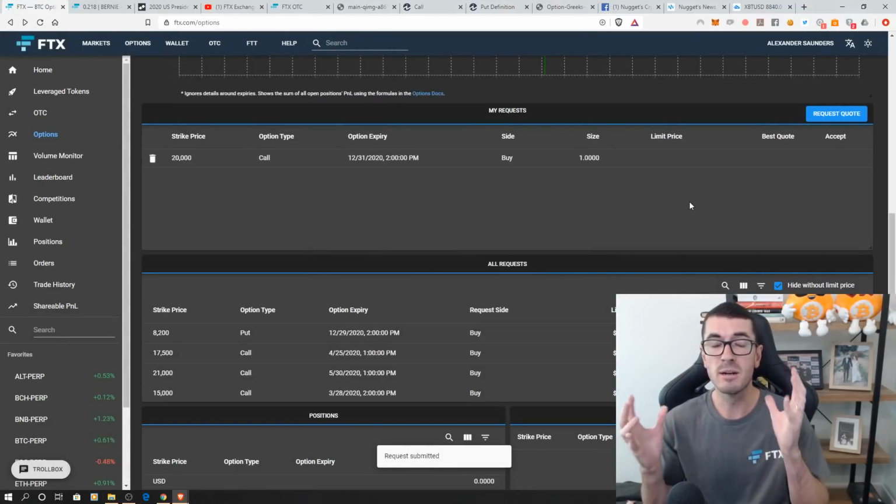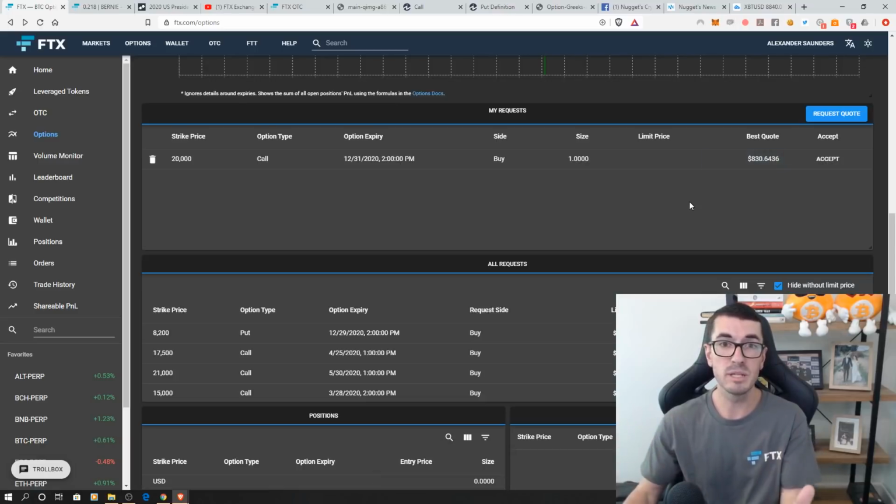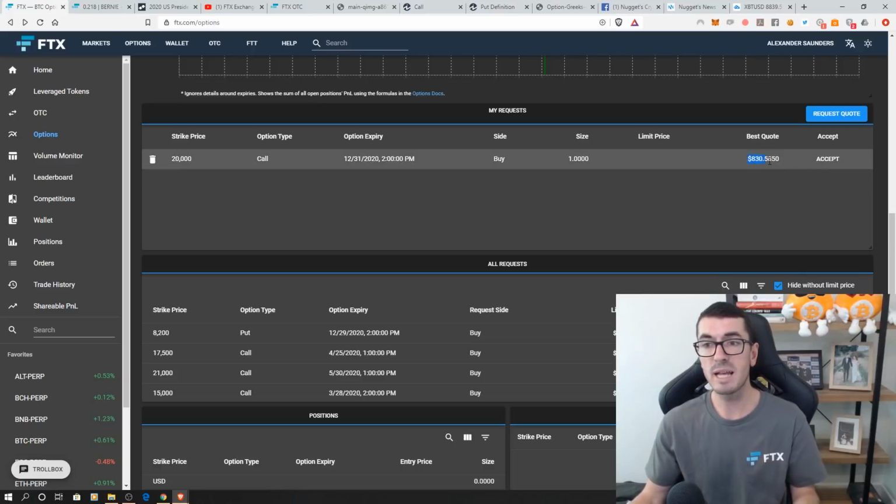And the exchange now uses all the data and all that math that we just spoke about, the advanced side of things, to calculate what they think is a fair price based on the probability of this happening. So at the moment, I can buy that option for $830.